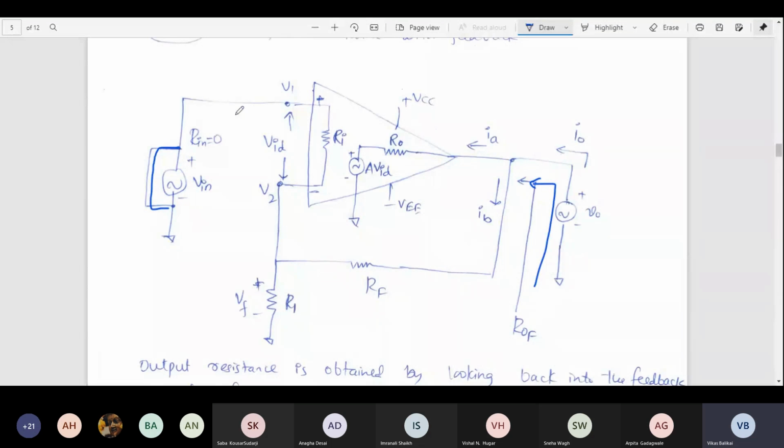So if I short it, that means the non-inverting terminal is straightforwardly connected to ground.